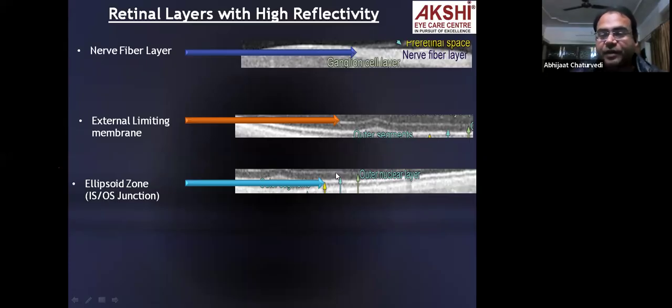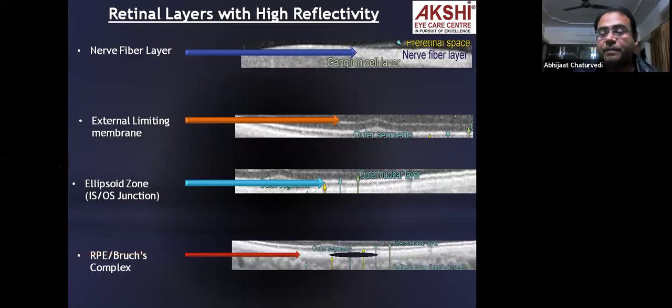So this is the external limiting membrane. Then comes the outer segment of the photoreceptors. Then comes the ISOS junction. And after that, again a small gap. And after that should come the RPE Bruch's complex.